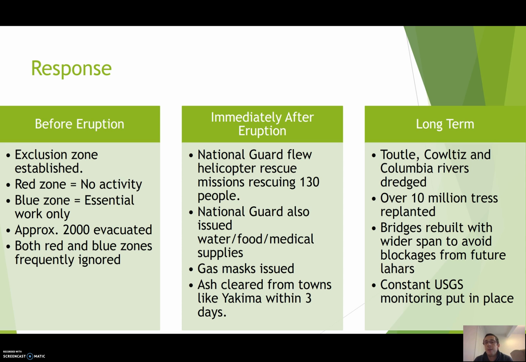And then longer term, we're talking about rivers needing to be dredged so that they can be used again, trees being replanted, infrastructure being rebuilt. Very, very important that all this stuff happens. And now the mountain is under constant surveillance by the US Geological Survey so that they've got as much warning as possible of another eruption.